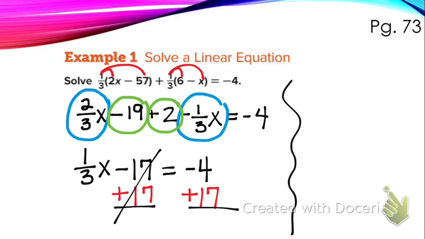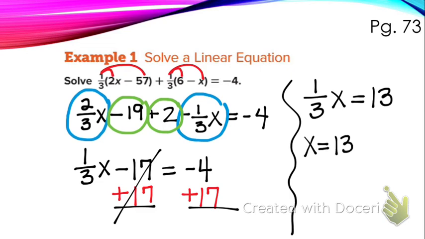So that gives me 1/3 x equals -4 plus 17. And what's -4 plus 17? Positive or -13? Positive. All right. So in your last step, you have two options. You can divide both sides by 1/3. So you can do 13 divided by 1/3.